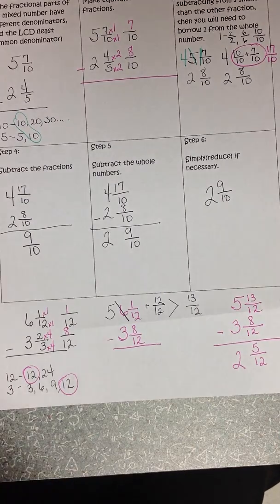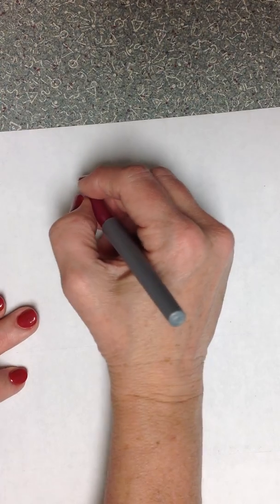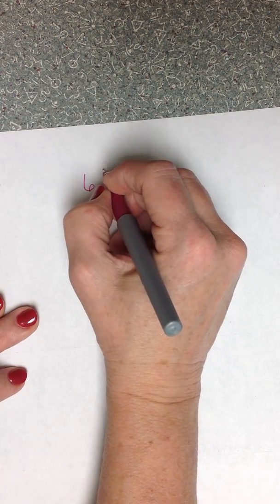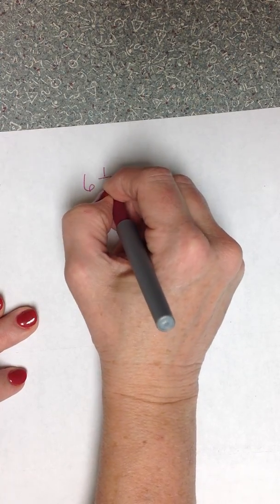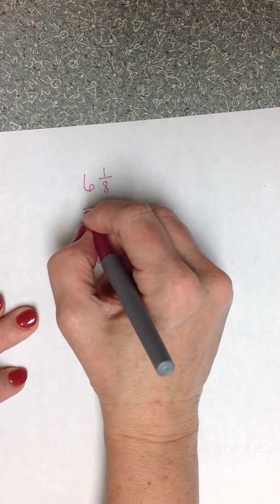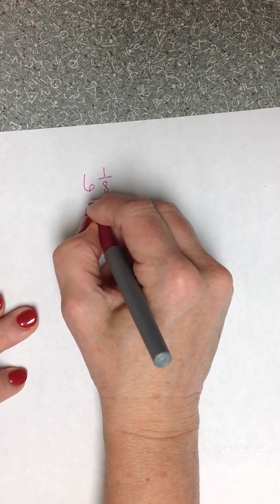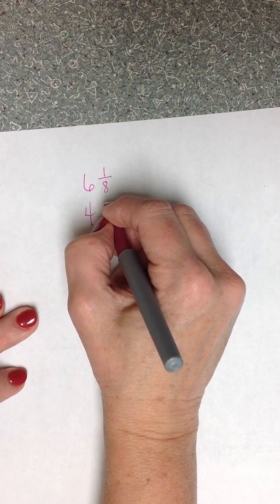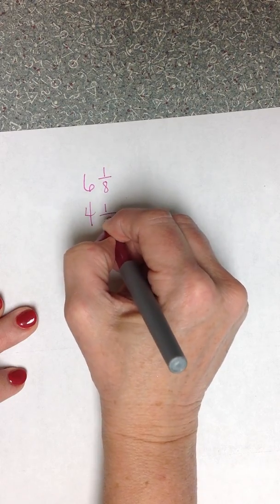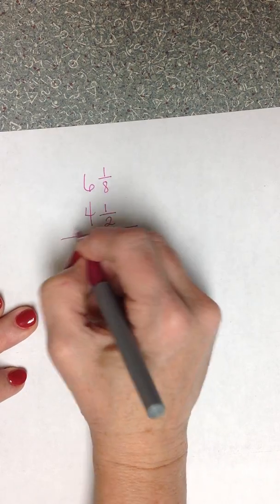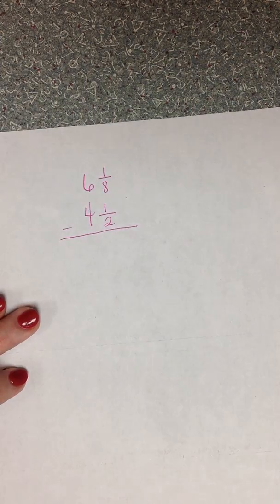All right, on your next sheet, I want you to have this one at least tried before you get back. I want you to try to solve 6 and 1/8 take away 4 and a half. See what you can do with that before you come back to school.